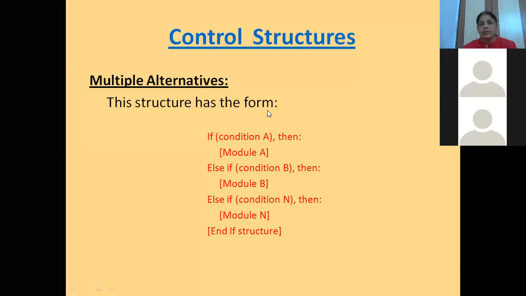Okay, so this structure has the form of multiple alternative. If the condition is true, then we'll have module A. Else, in this we are checking one more condition. So this is multiple alternative.